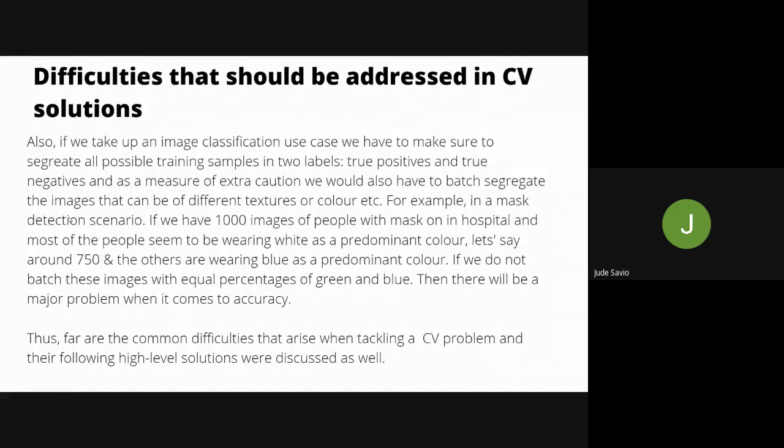If we do not batch these images currently with equal percentages of white and blue, there will be a major problem when it comes to accuracy. What I mean by that is, if there is a lot of variation in your training data, then when the model tries to understand the use case there, which is the images there, if you don't segregate like in these percentages, I'm just taking this as an assumption. So it is basically, you have to get dirty with this, right? You have to change the percentages to see if your accuracy increases.